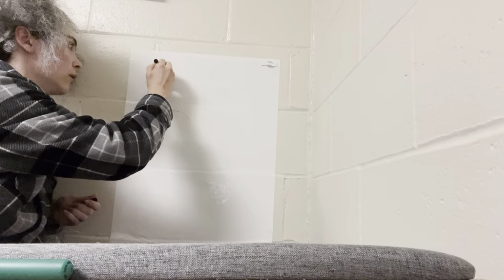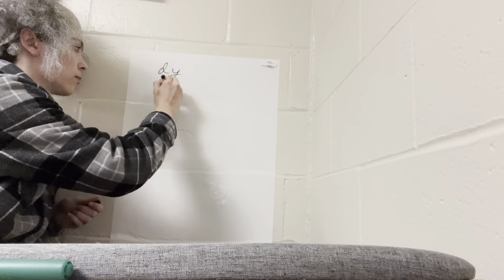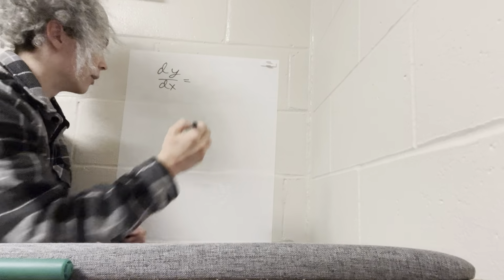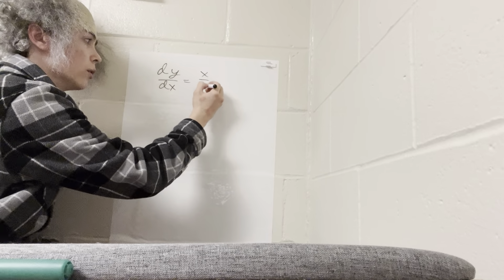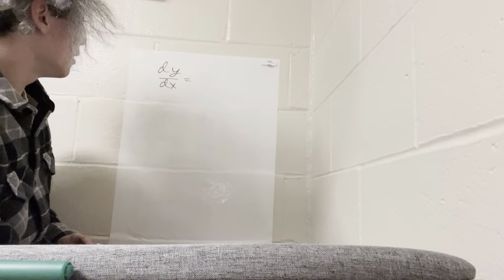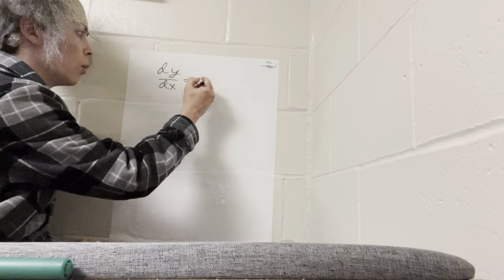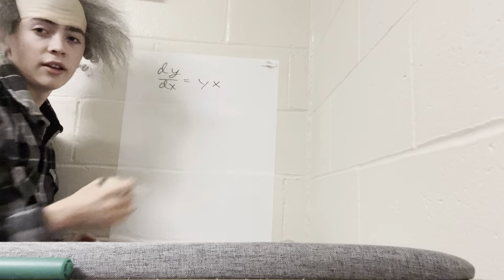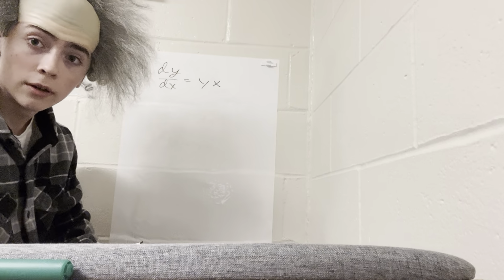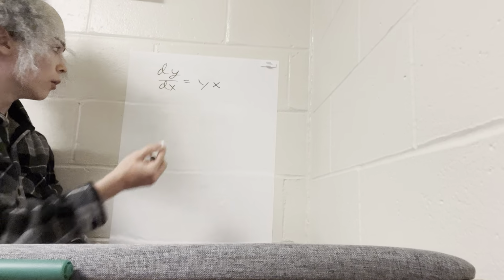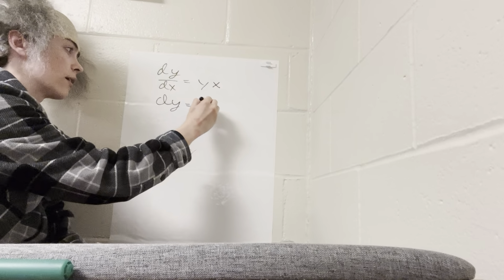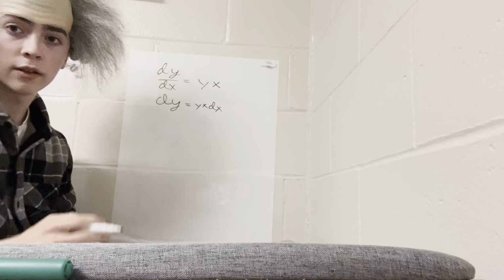We're gonna do this. dy dx is equal to... I have a good one. x over y. Actually, no. That's not good. y times x. y times x. This is going to be an interesting one. Okay, so our step one, just like last time, we're going to move the dx over. This is equivalent to dy is equal to y x times infinitesimal dx.